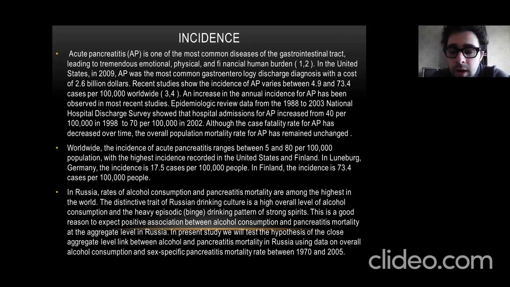Because of many problems with alcohol, pancreatitis is the most common in the Russian Federation. The distinctive trait of Russian drinking culture is a high overall level of alcohol consumption and a heavy episodic drinking pattern. The big dose of alcohol comes to the organs and causes acute damage of the pancreas. Because of that, in the Russian Federation, the statistic for alcohol pancreatitis is very big.